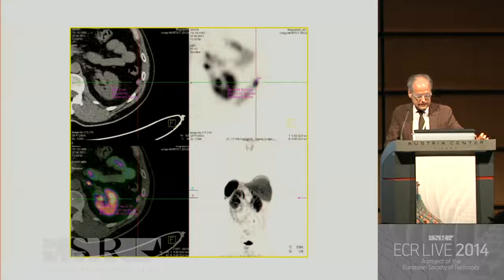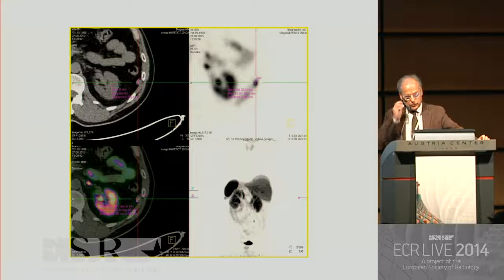Accessory spleens, therefore, may present a diagnostic challenge for neuroendocrine tumor because they have a very similar appearance to that of the tumor, of course, especially when they are located in proximity of the tail of the pancreas.